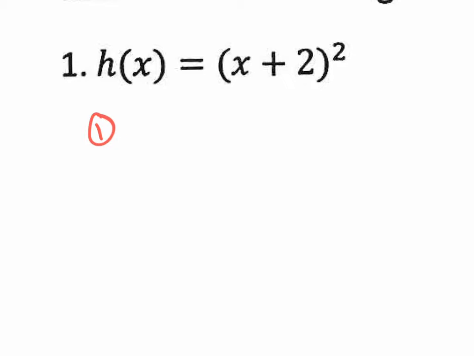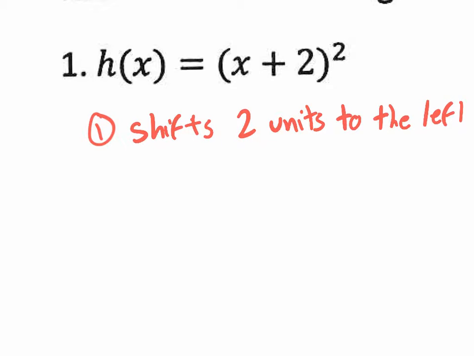The only type of transformation from the parent graph to this one is a shift. And what kind of shift is it? 2 units. 2 units to the? So shifts 2 units to the left. Ta-da! Why left? Because the h value, you have to think opposite. That really, the h value is really -2. Guys, pay attention.